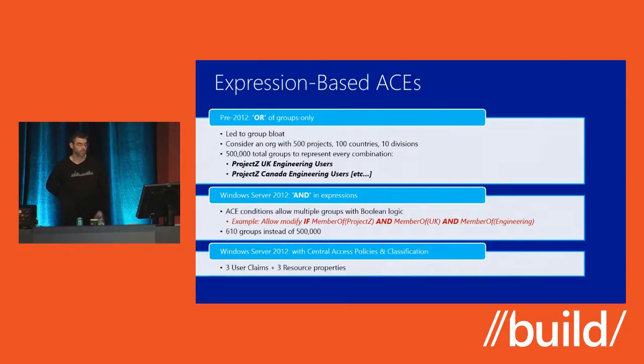Let's say that they want to give access based on this tuple: the user has to be in the right project, in the right country, in the right division in order to get access. That would require, in the group model, a group matrix of 500,000 groups. And again, that's not contrived.